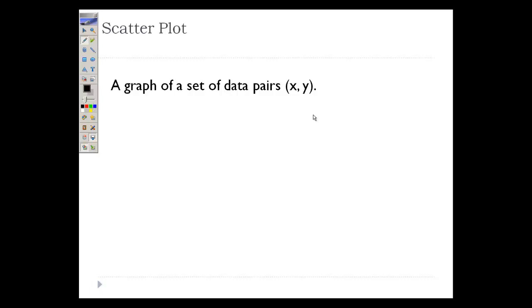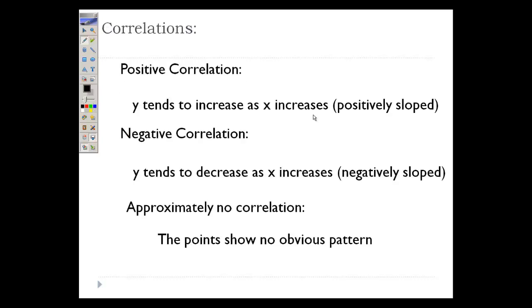Before we get started, it'd be good to know what a scatter plot is. It's basically a line graph without the lines. It's a graph of a set of data pairs, just a bunch of points on a chart. And there are also three types of correlations, things that can happen. When I say correlation, I'm talking about the pattern of the data.